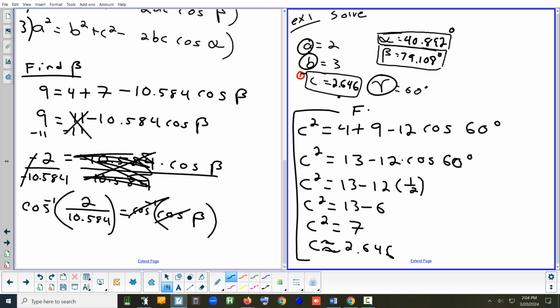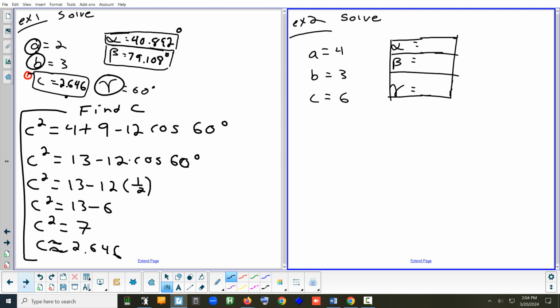So this was to find a side on the right. This is how you find an angle on the left. Notice when you're finding a side, you're never using inverse trig. You're using a square root at the end. When you're finding an angle, you are using inverse trig. Any questions on a side angle side? Out of the two cases, I think this one is harder because you got to do a little of both. One time you got to find a side, the other time you have to find an angle.